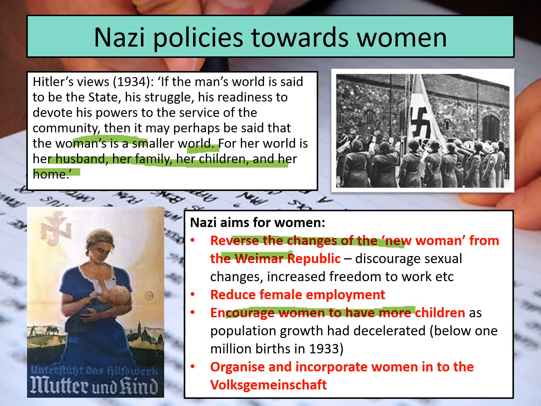The Nazis wanted to reverse those changes, and obviously they didn't want women using contraceptives if they wanted women to have more children. They also didn't like the fact that in the Weimar Republic, more women had more freedom to work and access to different jobs. The Nazis wanted to reverse those changes as well. They generally wanted to reduce female employment, and also to make sure that women were good wives and mothers. They wanted to organise and incorporate women into the Volksgemeinschaft and teach them how to be those good wives and good mothers.